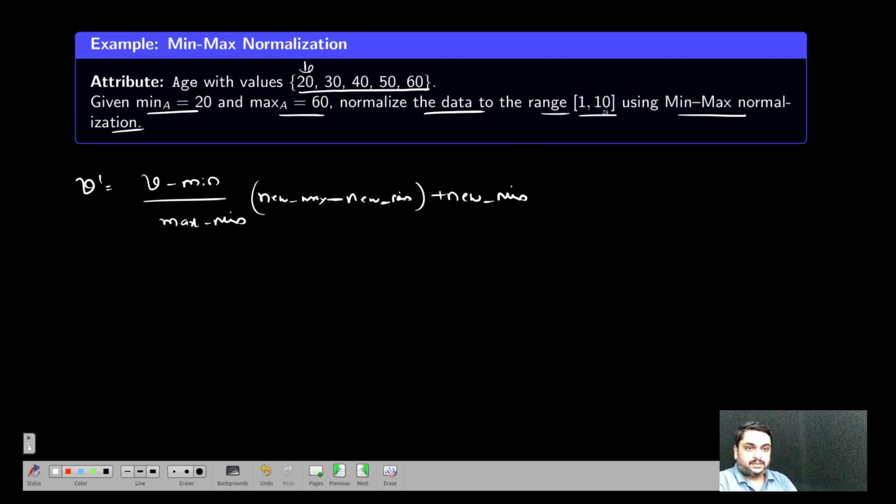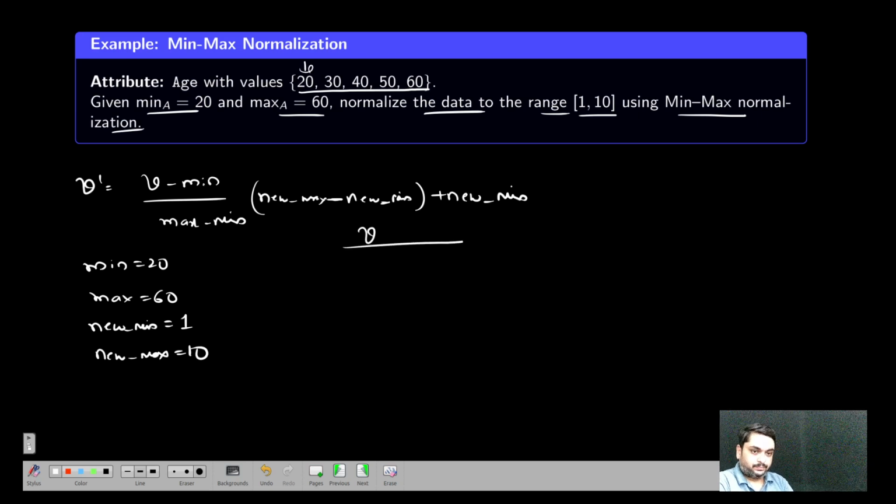So what are the values here? I will write: minimum is 20, maximum is 60, then new minimum is 1, they are saying, in this range. New maximum is 10. So again you put the table: V, here you do the calculations, and then your V dash value.